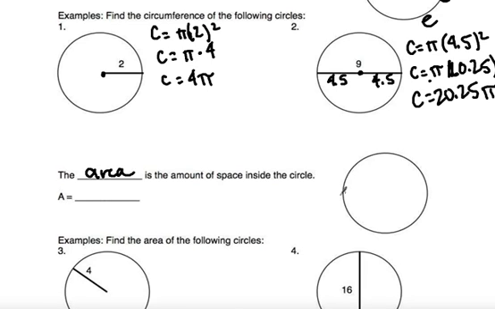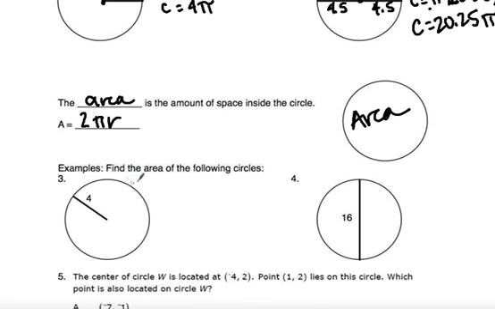The area is the amount of space inside the circle. So for example, what you would be looking at inside the circle is your area. To find your area, you're going to do 2 pi r. So to find the area using this circle, you've got a radius of 4. So to plug it in, you'd have 2 pi times 4. Well, 2 times 4 gives you 8, so your area would be 8 pi.